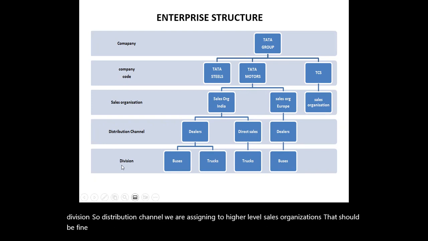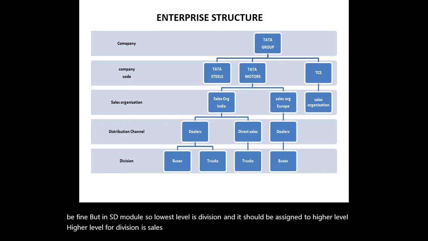In the SD module, the lowest level is division, and it should be assigned to a higher level. The higher level for division is sales organization only, not the distribution channel. So the lowest level will always be assigned to the highest level only, right? There is a reason we need to do the assignment.